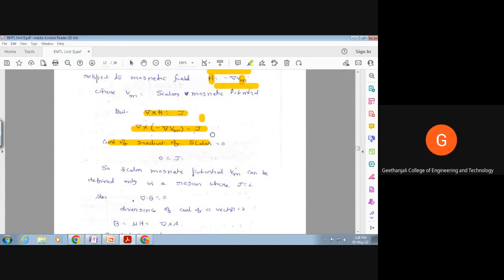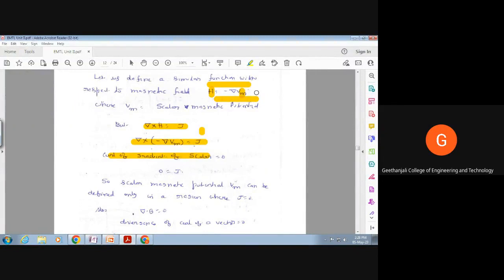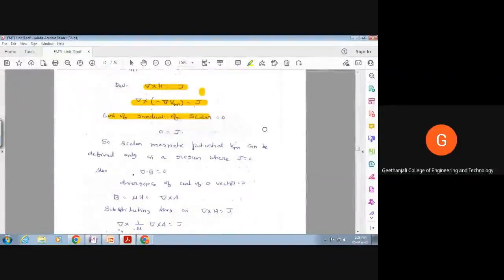So probably in a dielectric material, because we don't come across any conduction current, in that region one can define this scalar magnetic potential. So with such a restriction, we have to define this scalar magnetic potential. H is equal to minus grad Vm is acceptable, but with the condition that it cannot be defined in a conductive region. Only in a dielectric material where J is expected to be 0, we can define this scalar magnetic potential. Now, is it possible to define any potential function without such restrictions?